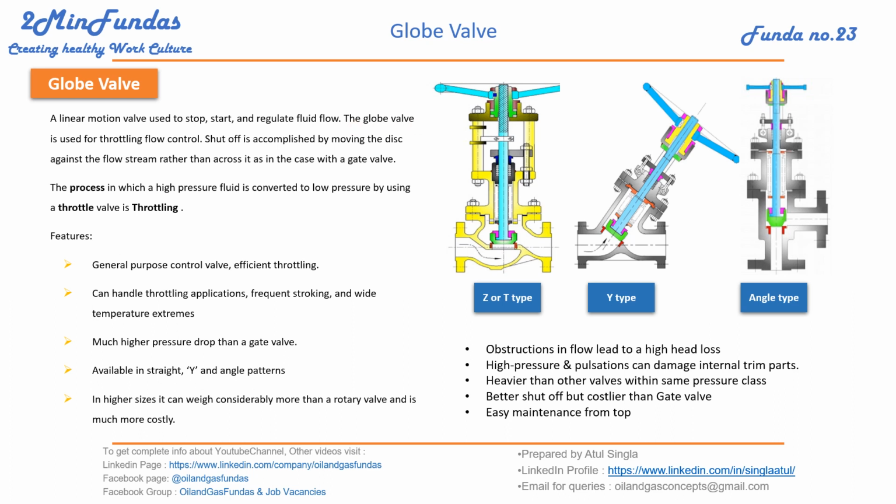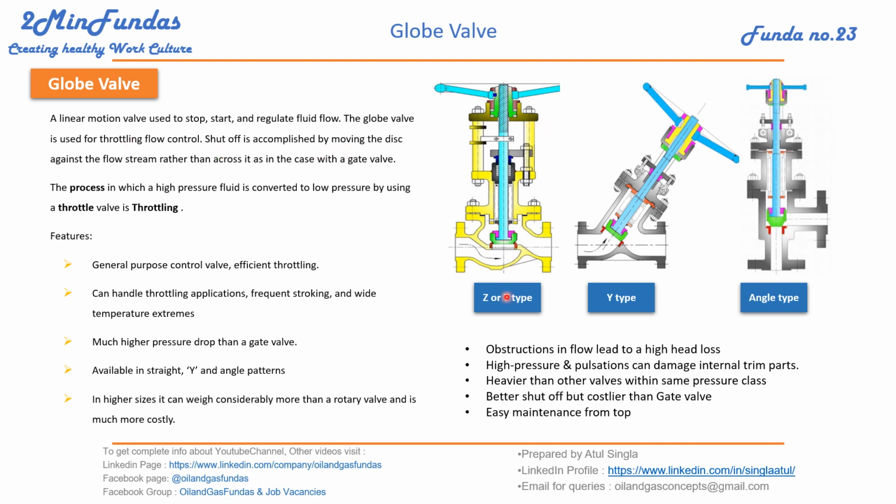The globe valve is used for throttling control, flow control. Now what is throttling? This is a nice concept which is globally used, for which the globe valves are used. Shutoff is accomplished by moving the disk against the flow stream rather than across it, as in the case of gate valve. We'll come back to this thing.